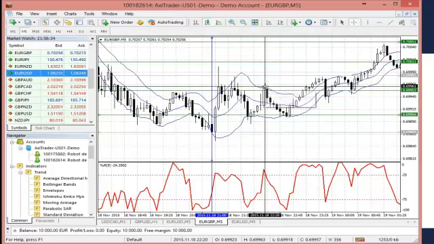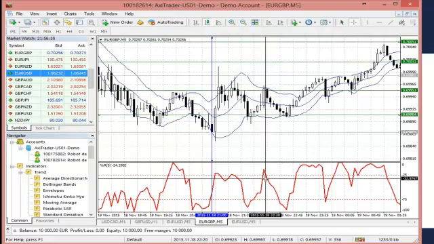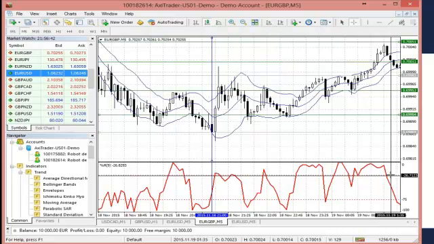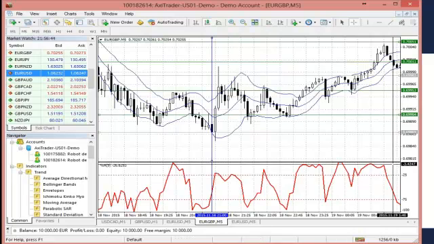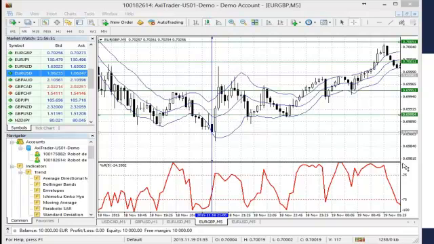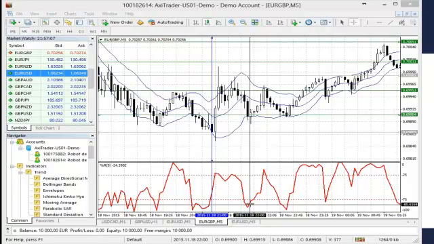So it must be above this level. I put minus 25 because Williams oscillates from 0 to minus 100, as you can see here on the right. 0 would be the extreme above, and minus 100 would be the extreme below. It doesn't oscillate from 0 to 100. It oscillates from minus 100 to 0. You see that? Minus 100 in the lower part and 0 in the upper part. So I put here minus 25 and minus 75.